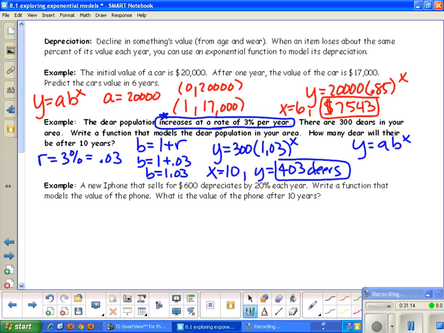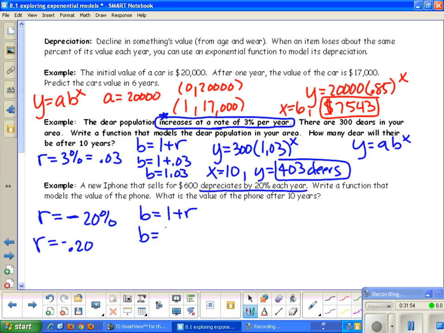And one last example. It says a new iPhone that sells for $600 depreciates by 20% each year. We want to write a function that models the value of the phone. What is the value of the phone after 10 years? So we're depreciating by 20% each year, which means that that's my decay percentage rate. So the rate at which I'm decreasing, and I have to remember to put negative, is going to be 20%. So that means r is equal to negative 0.20.